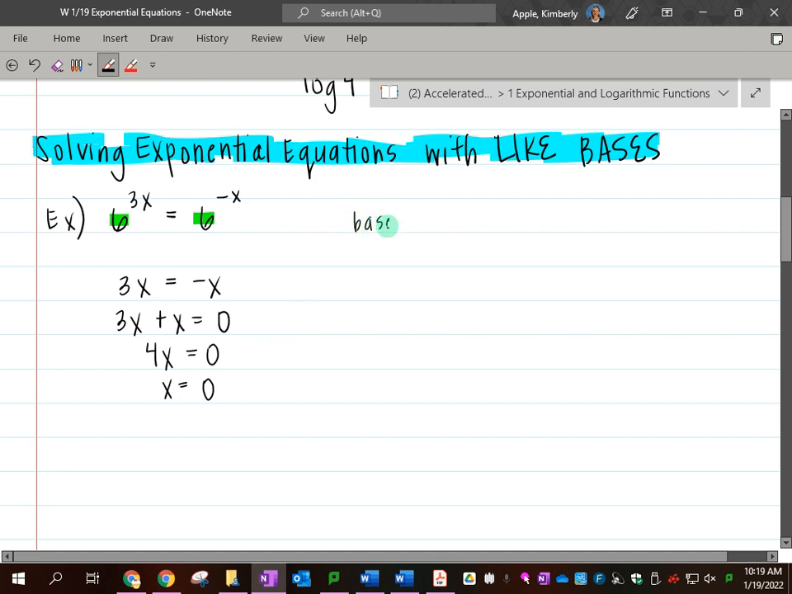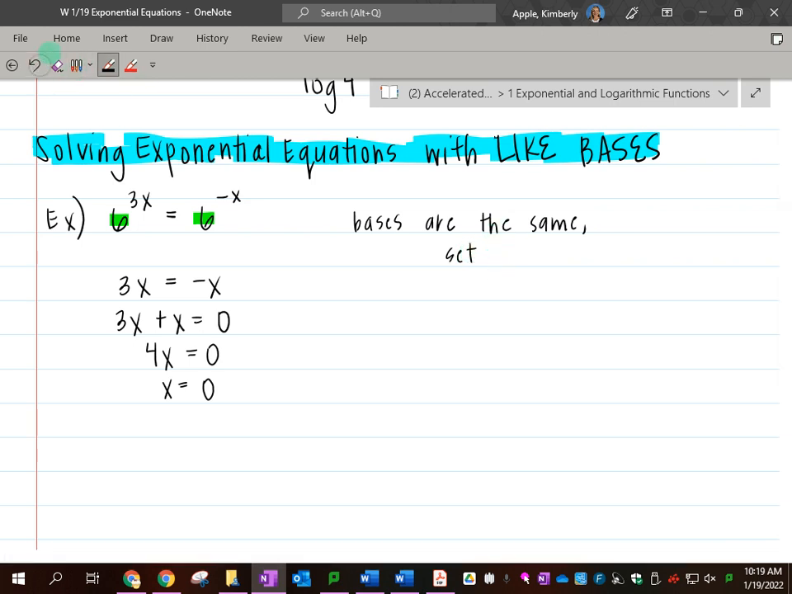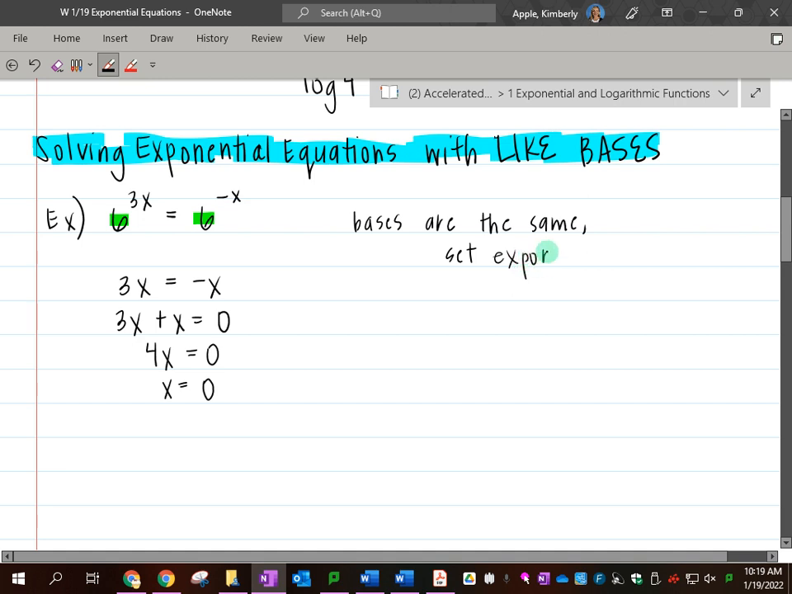So if the bases are the same, set the exponents equal. Notice how sometimes I write these little notes out to the side. That's one of the things you can be doing in the skills part of your portfolio. When you're working on a problem, just tell me what you're doing. So bases are the same, we just set the exponents equal and solve for x, and that's a done deal on that one.